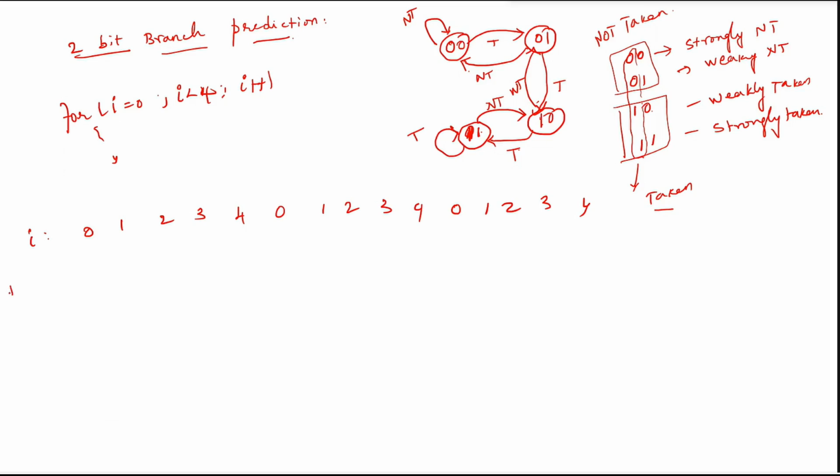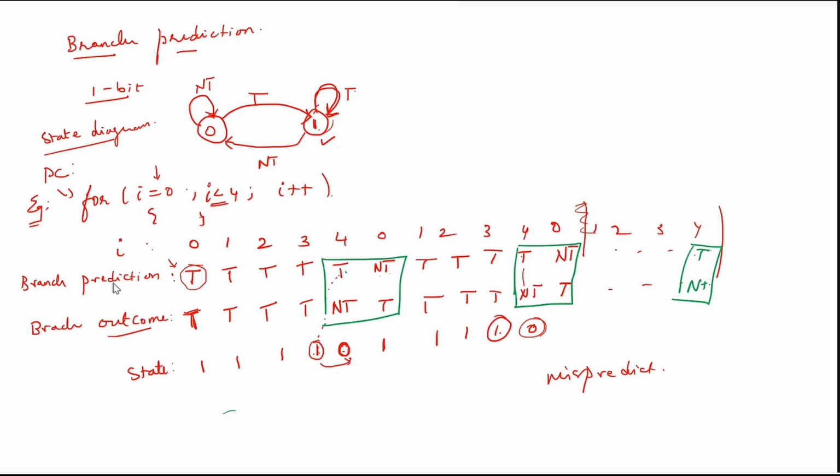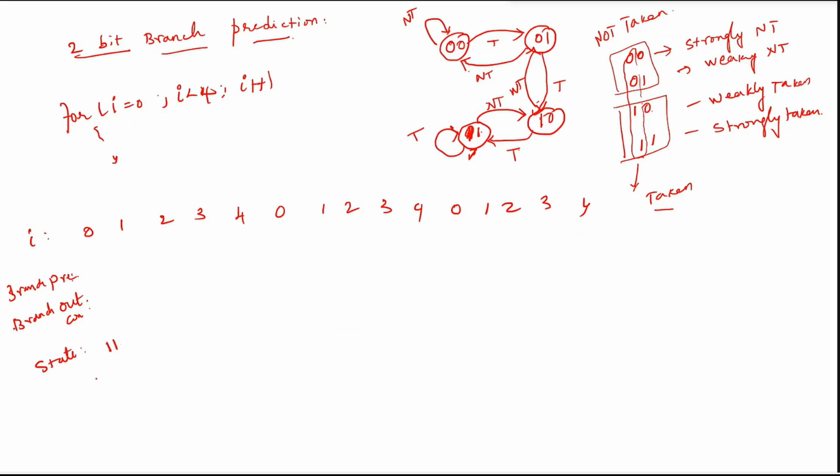So now we need to find out what the branch prediction is and what the actual branch outcome is, and we will write the state also. Assume that initially we are in state 1, 1, because in the previous case also the branch is taken. Similarly, here also we just go with the state 1, 1.